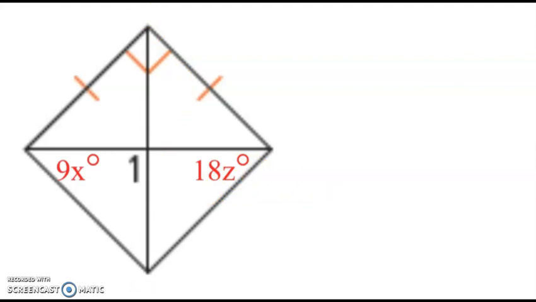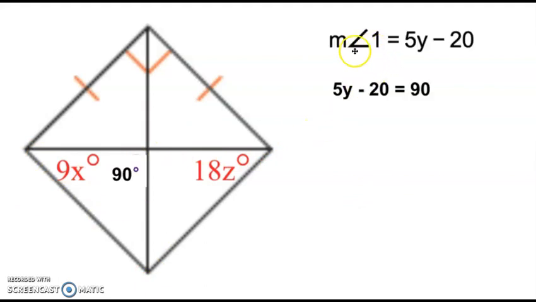Now, diagonals in a square are perpendicular, so the measure of angle 1 is going to be 90 degrees. We're told the measure of angle 1 equals 5y minus 20. So to find y, set that equal to 90 and solve for y. So we add 20 to both sides and get 5y equals 110, and divide both sides by 5 and you get y is 22.